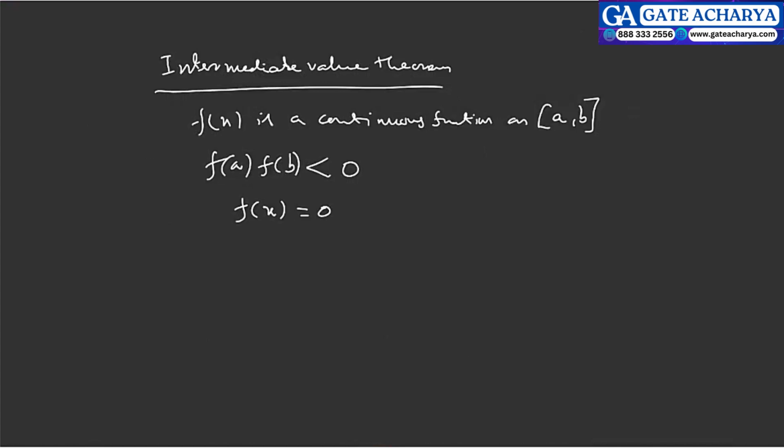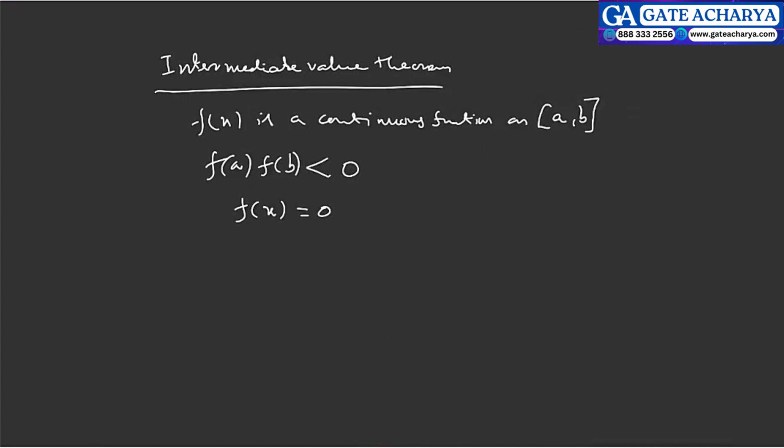Then f of x is a continuous function on a certain interval. Substitute the first point a in f of x, that is f of a, and the second point b, f of b. The product of the two is negative, so f of a and f of b have opposite signs. If so, the equation f of x equals 0 has at least one real root between a and b. Real root means real value.